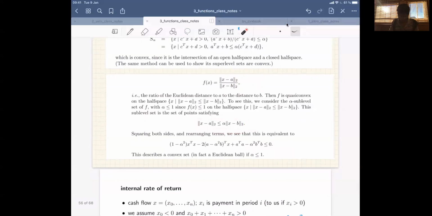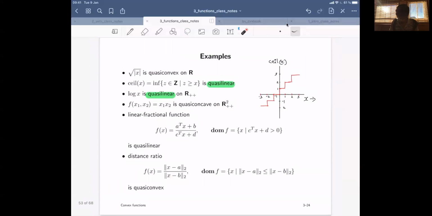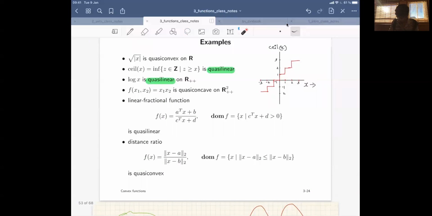So, but here the point is, in the definition, this function is defined such that the domain of f is the set of x such that the norm of x minus a is less than or equal to the norm of x minus b. That means we are saying that this distance is less than this one. That means the value of this fraction will be less than or equal to 1. That is the definition of this function.